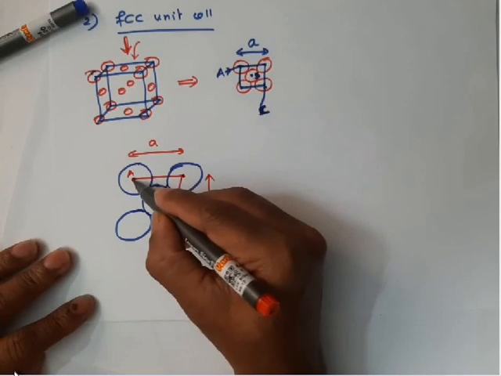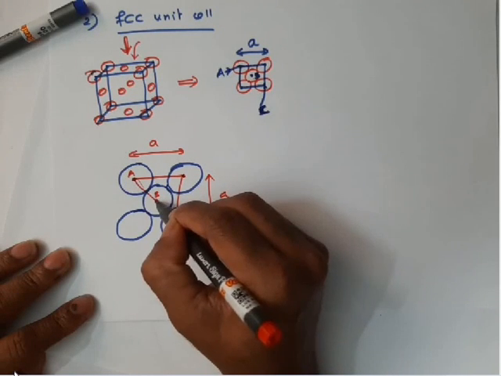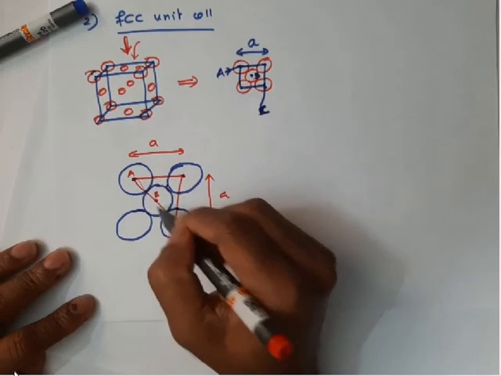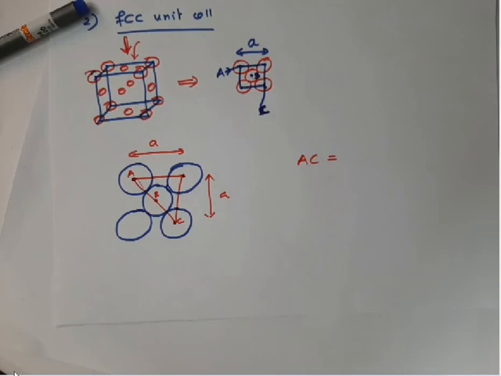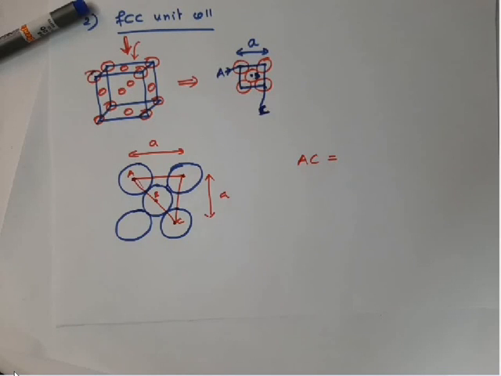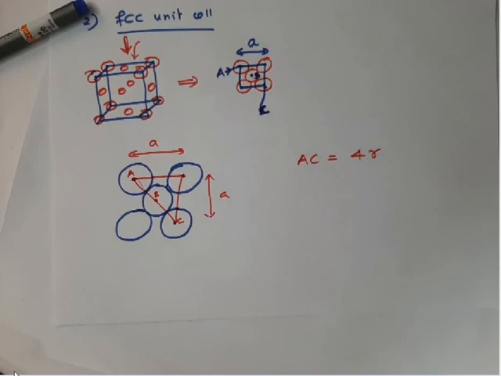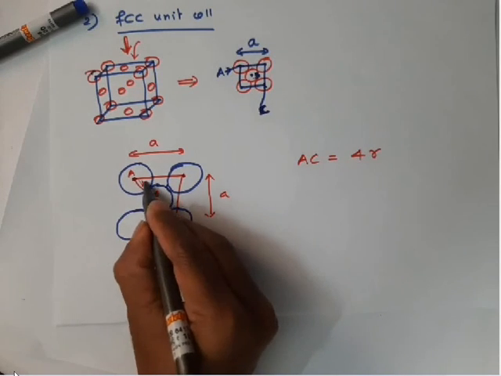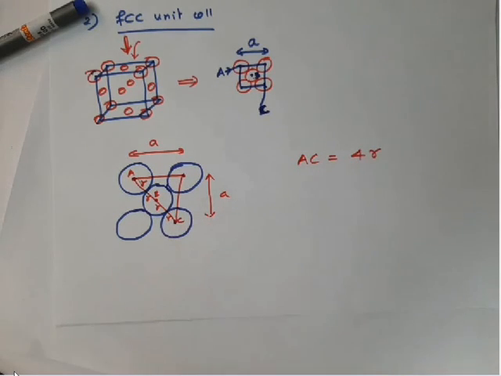Now I am joining the centers of the diagonal atoms, that is this corner atom, the center atom, and this corner atom. Can you tell me what AC is here, the length AC, assuming all the atoms are similar? Can I say it is 4R, 4 times the radius of the atom? Is it correct? Because this atom has one radius R. Here this B atom has one radius here, one radius here, and for C atom we have one radius. So AC is supposed to be equal to 4R.